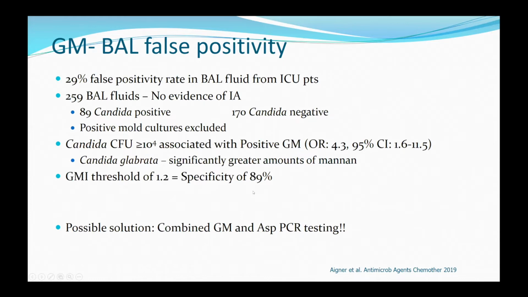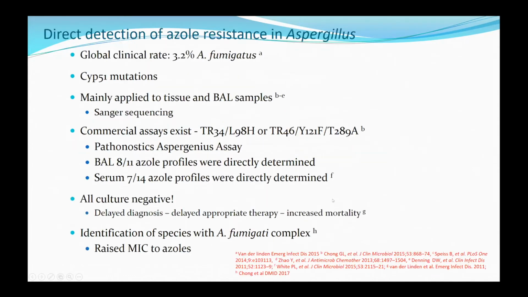One solution that we use widely in Cardiff is combining the galactomannan testing with Aspergillus PCR. We know that our Aspergillus PCR does not cross-react with Candida. So when we have a combined galactomannan and Aspergillus PCR positive on a BAL fluid, we are convinced that the patient has a really good indication of invasive aspergillosis.